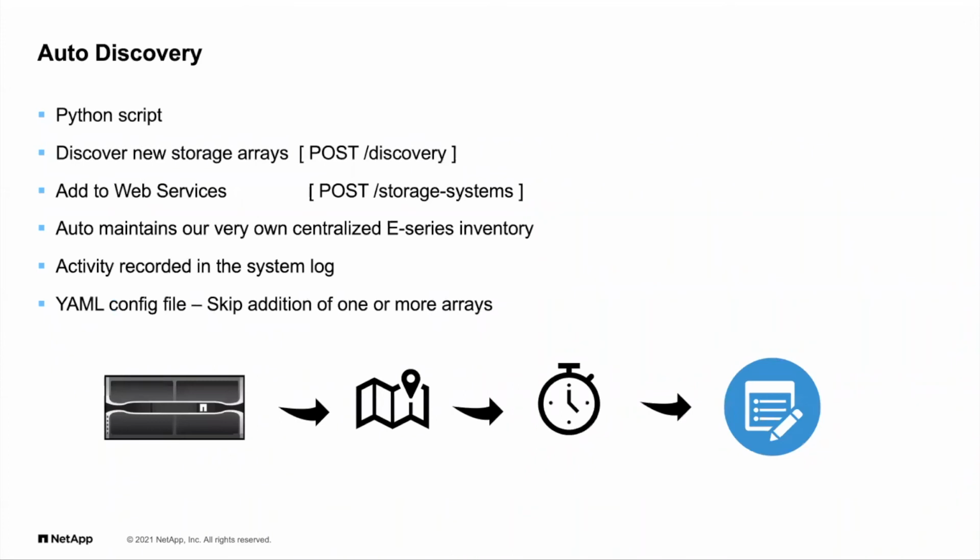For auto discovery, we developed a Python script that runs daily. Basically, all it's doing is making a discovery and adding a new array when found using the storage systems API. Remember, we looked at discovery as well as the storage systems endpoint. With this, we now have the ability to maintain a centralized inventory. The activity is recorded in the system log.